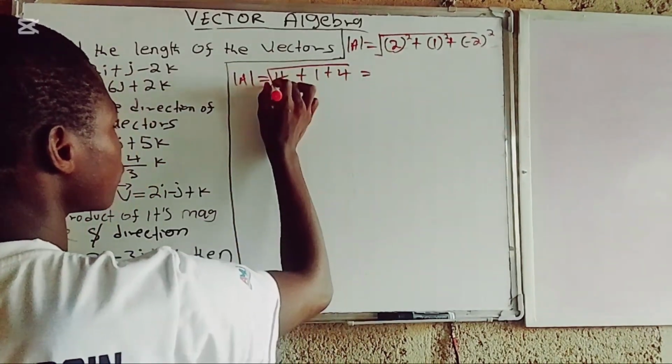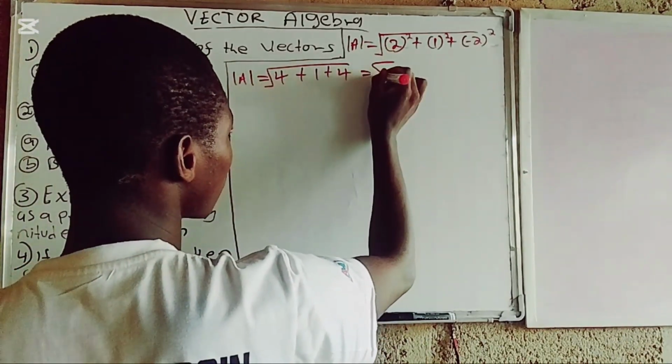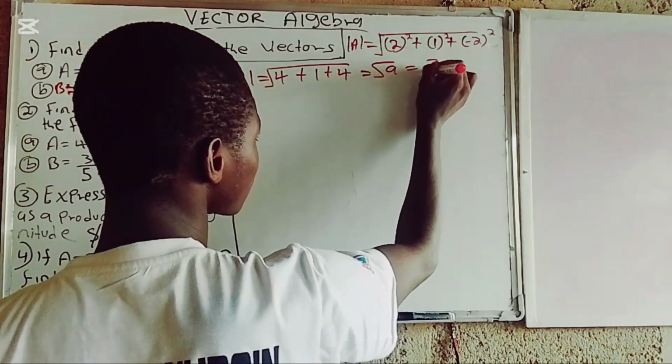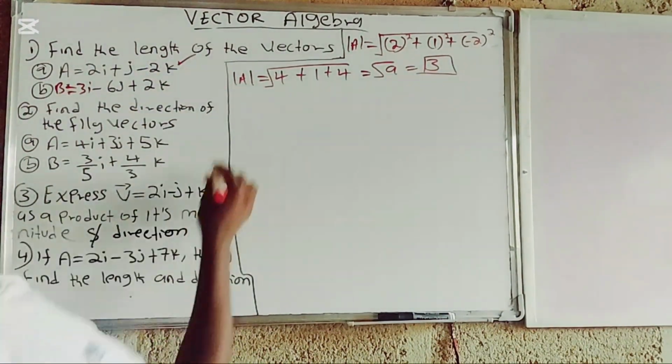I have 4 plus 1, which is 5, plus 4, which is 9. The square root of 9 is the same thing as 3. So therefore we are done with the first question.